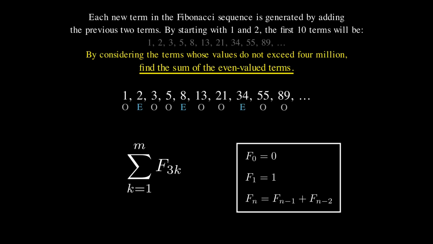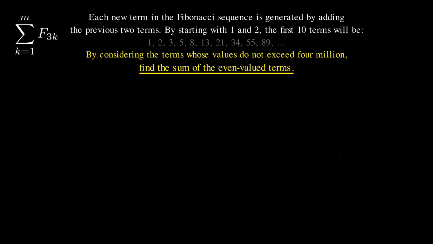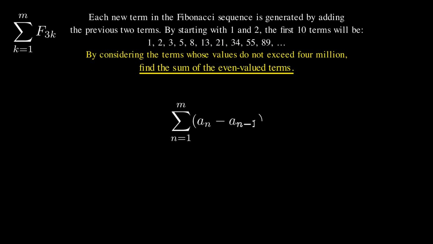We can write this in summation notation as the sum of k equals 1 to m of f sub 3k, and really our whole goal here is to just solve for this. We need to figure out what m is and figure out an efficient way to calculate this. Our strategy is going to be looking for a telescoping series, which can look like this.